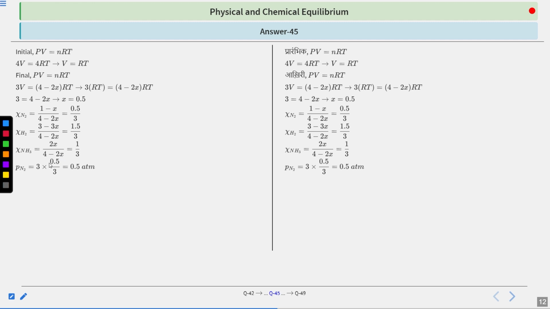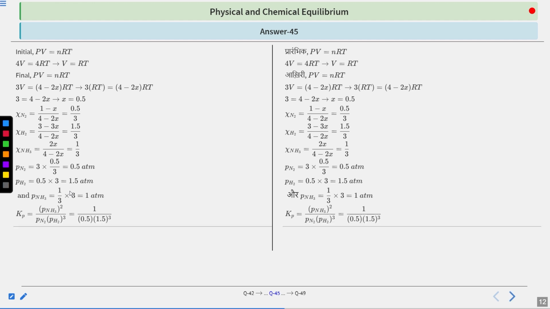Hence, we can now say that pressure of N2 is what? Pressure of N2 is 3 multiplied by 0.5 by 3, which is 0.5 atm. Pressure of H2 is 0.5 into 3, which is 1.5 atm. And pressure of ammonia will be 1 by 3 into 3, which will be 1 atm. Therefore, if you find the value of Kp, that will be 1 by 0.5 into 1.5 whole cube. Clear?